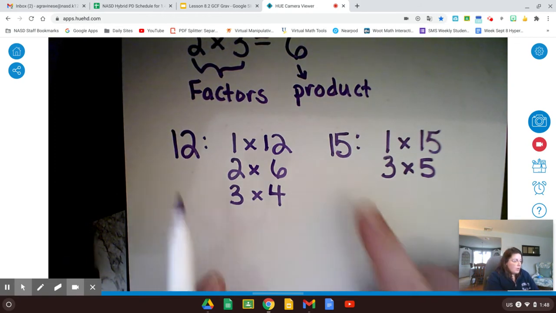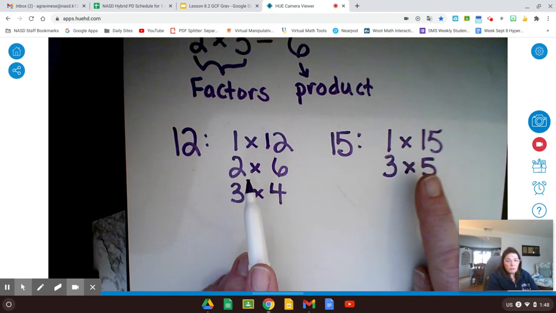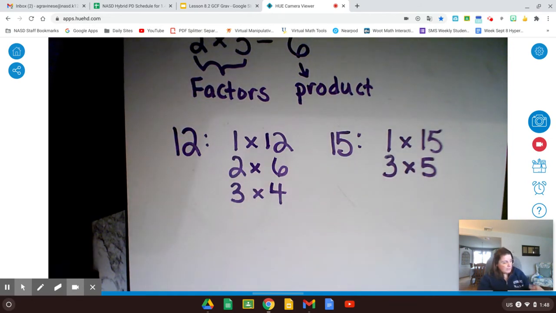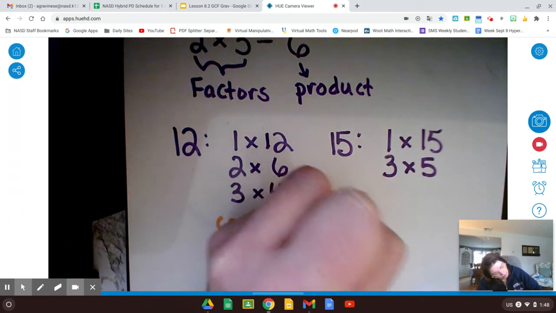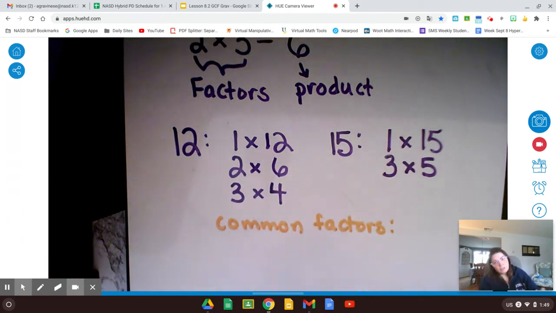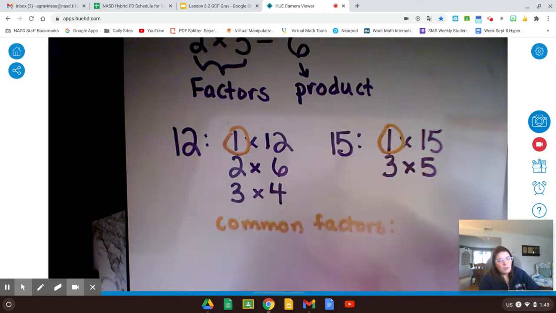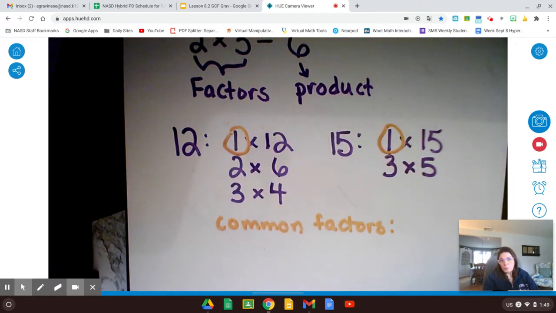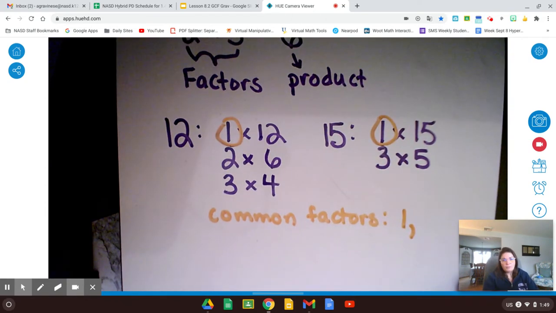All right, so I have two numbers, and I've listed the factors of those numbers. What's in common? What are some common factors that we listed for 12 and 15? Well, they both have a 1, and guess what? Every whole number has 1 as a factor, so that will always be a common factor.